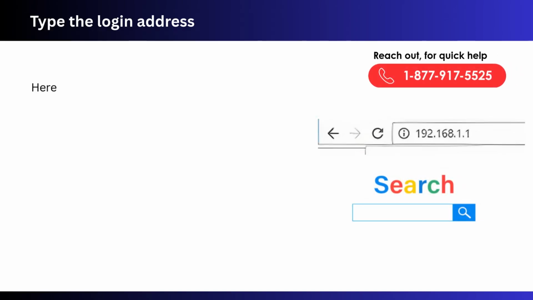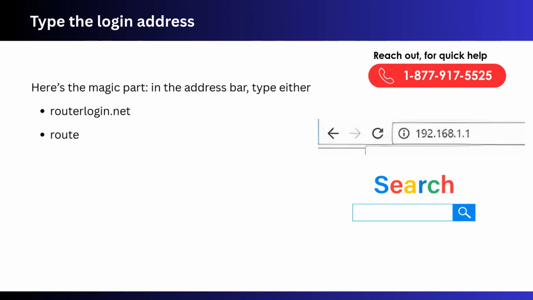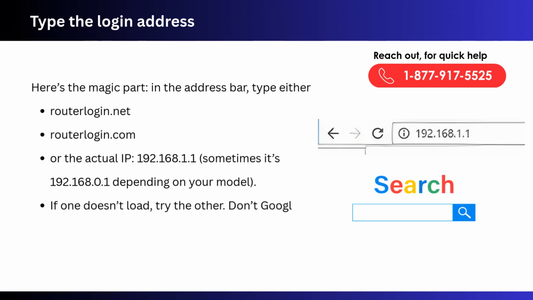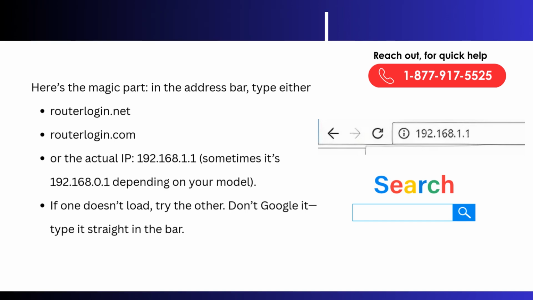Type the login address. Here's the magic part. In the address bar, type either routerlogin.net, routerlogin.com, or the actual IP, 192.168.1.1. Sometimes it's 192.168.0.1 depending on your model. If one doesn't load, try the other. Don't Google it, type it straight in the bar.